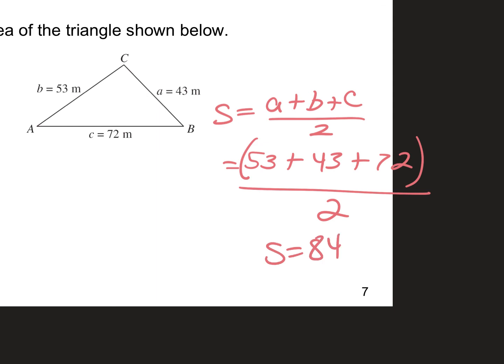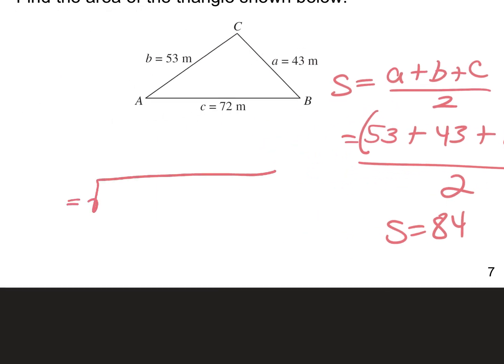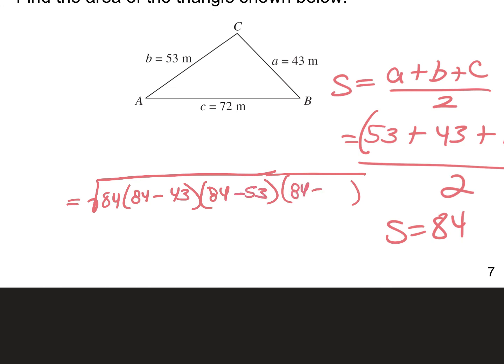Now, you guys don't really need to memorize this formula. You should be able to remember it in basic common sense terms. You add all three sides up, divide by 2, and then you're just subtracting, subtracting, subtracting. So you're going to take the square root. 84 goes on the outside here. And then how many sides do you have? 3 sides. That's how many parentheses you should have. So you say 84 minus one of the sides, so we'll say 43, 84 minus 53, and 84 minus 72.